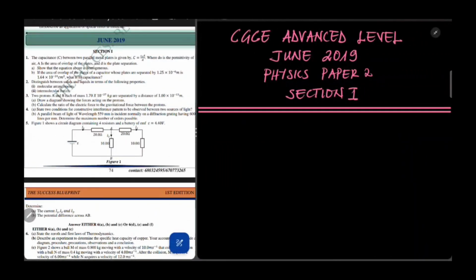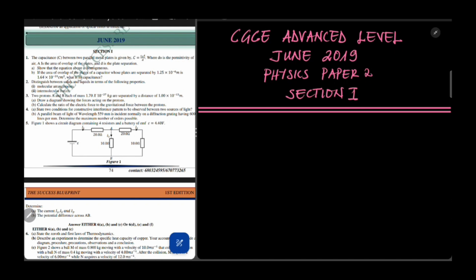Question 1 says the capacitance C between two parallel metal plates is given by C equals epsilon naught A over D, where epsilon naught is the permittivity of air, A is the area of overlap of the plates, and D is the plate separation. Question A, show that the equation above is homogeneous.